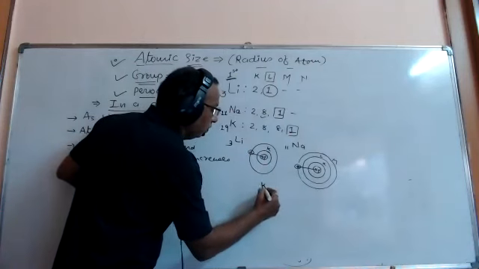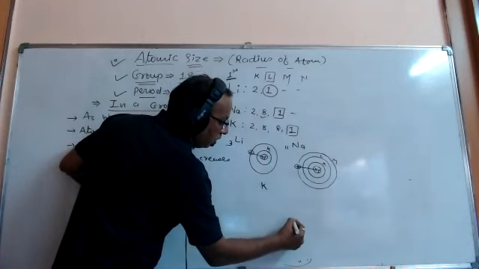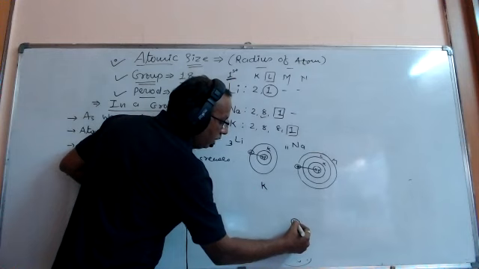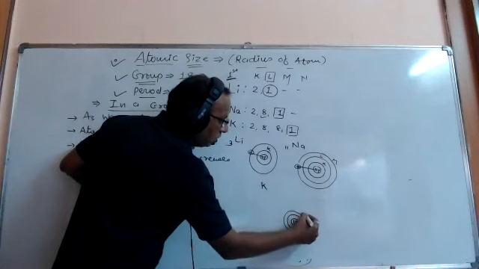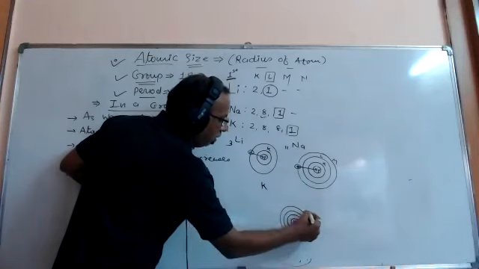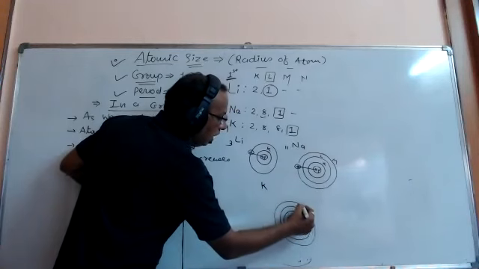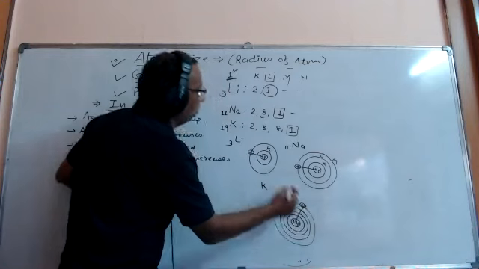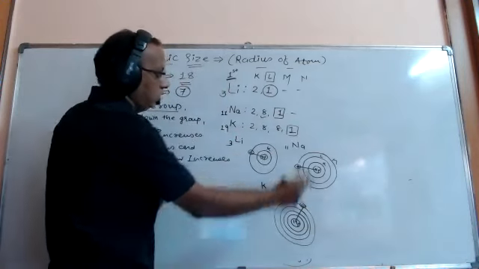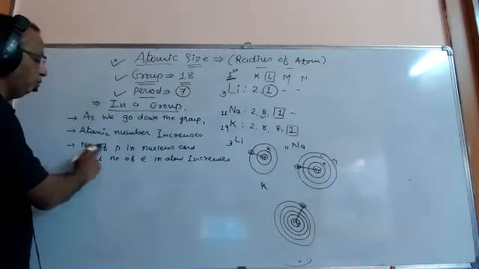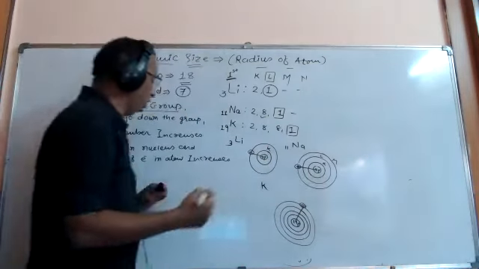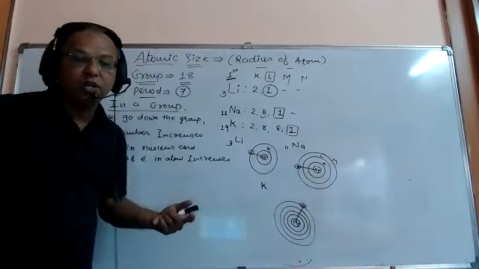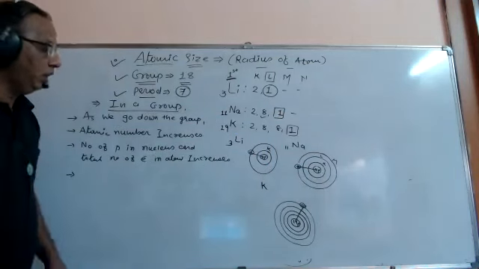And if we think for potassium, 19 protons are present in the nucleus, this is the K shell, this is the L shell, this is the M shell, and this is the N shell. The last electron is in the last N shell, here it is. So the number of protons increases in the nucleus: 3 protons, 11 protons, 19 protons. The total number of electrons is also increased as per its atomic number.